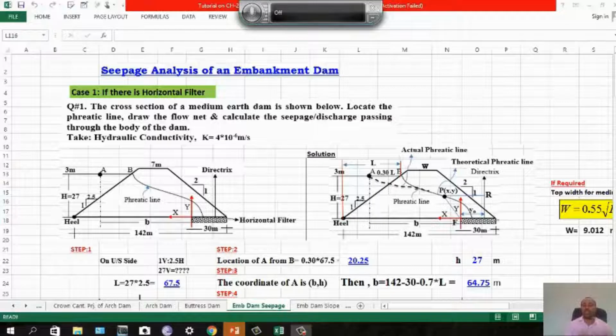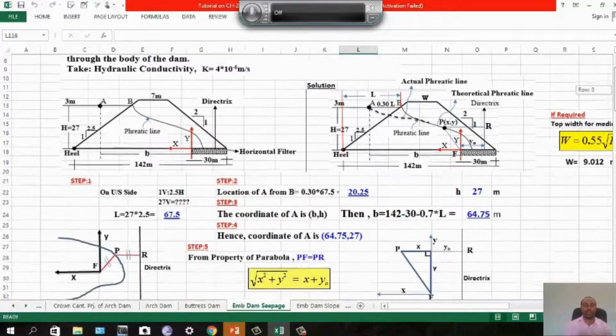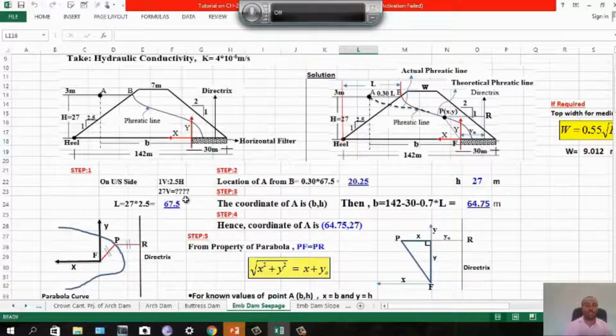So the first step to do this problem is to do preliminary calculations. On the upstream side, you have a side slope of 1 vertical to 2.5 horizontal. If you go 27 vertical, what will be the horizontal distance? Once you calculate by the slope, you get 67.5 meter. Then step 2, location of A from B, which is this point. Location of A, where the actual phreatic line starts, is 0.3 times L, which gives 20.25. You have water depth 27.